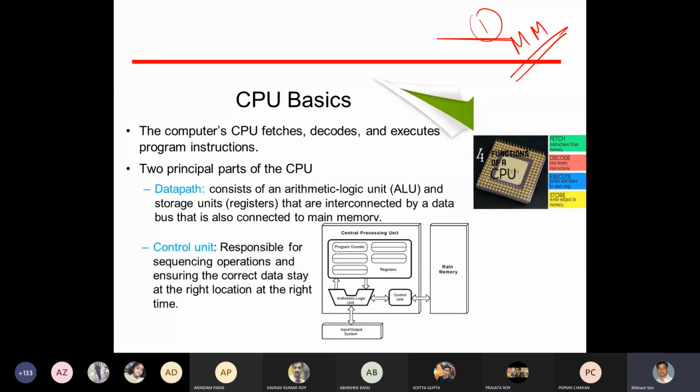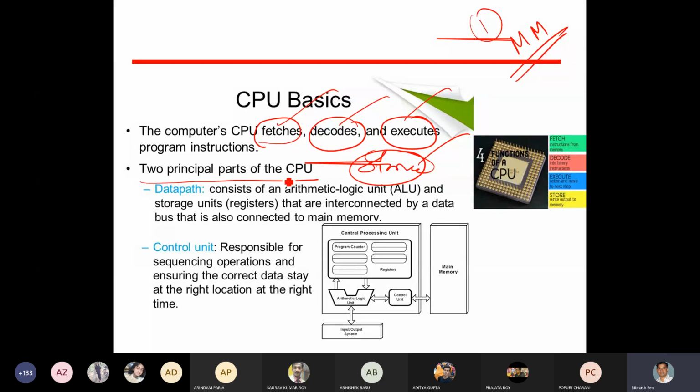Now the CPU basics: the computer CPU fetches the instruction, then decode, execute, and the final step is store. So these are the 4 phases, you can say. Some computers have multi-phase designs also, where the number of phases for an instruction will be more. Here we are basically considering 4, but it may be more than 4 also. There are two principal parts of the CPU.